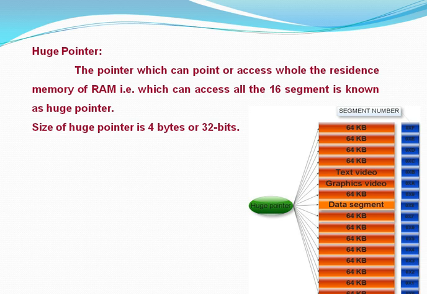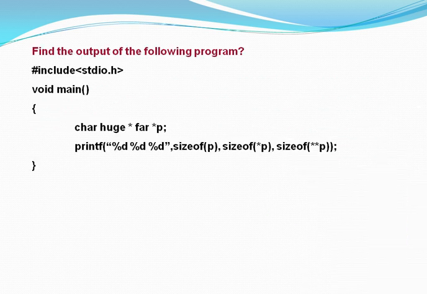But what is the difference between far pointer and huge pointer? A far pointer has the segment fixed but the offset is changeable. But in the case of a huge pointer you have to find the memory normalization. So what is the normalization concept? We will discuss it in this session. But before that we have to find the output of this question.